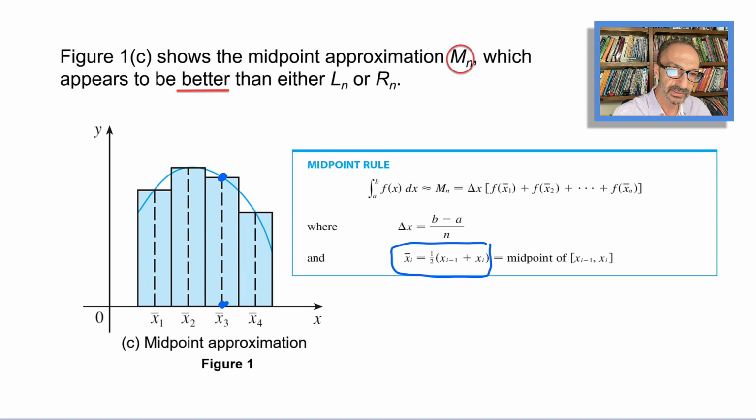For the midpoints, we just take the average of the points right here, and that's going to be in the middle, and that will be, as you could see, f of x1 bar, f of x2 bar, f of xn bar. So we're looking at the points in the middle, or what's called the average. That's the concept of the average.